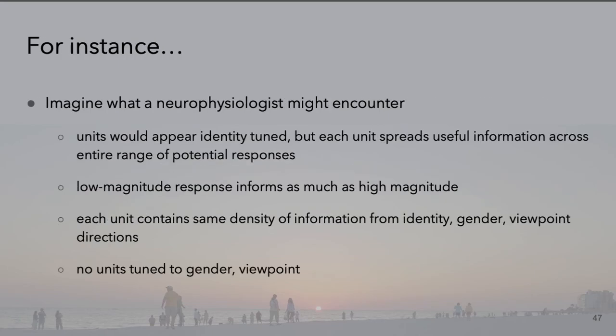As an example, we can imagine what a neurophysiologist might encounter if examining these units. First, since identity modulates the response of individual units so saliently, each unit would appear identity-tuned. But rather than being identity-tuned, each unit actually spreads identity information across its entire range of potential responses. In addition, since gender and viewpoint is so weak within each unit, no units would appear gender or viewpoint tuned. So, the distributed codes for gender and viewpoint would likely not be detected, even though the ensemble of units allows for very accurate gender and viewpoint estimation.